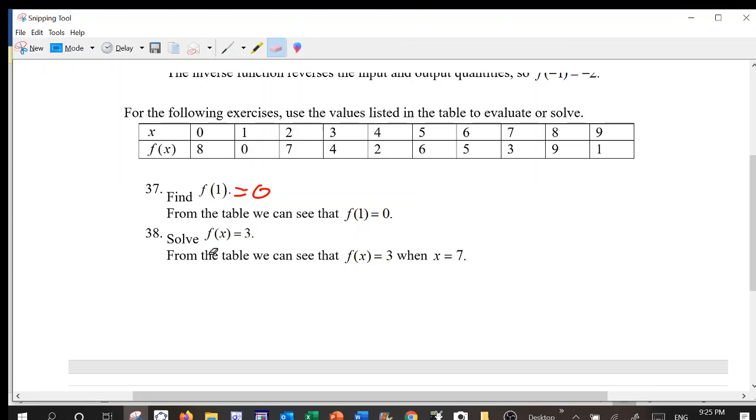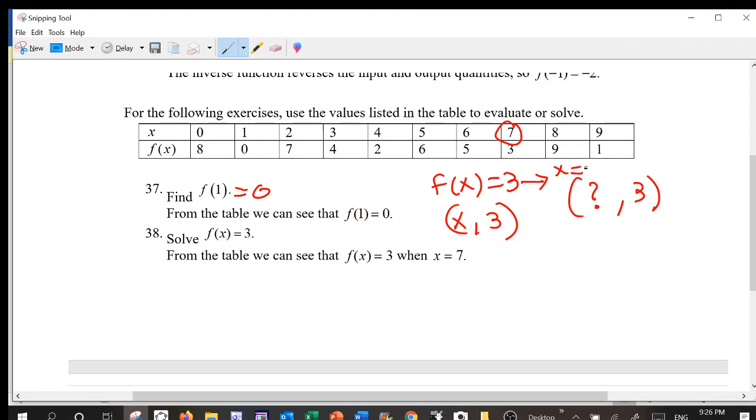Now solve f of x equals 3. What does that mean? It means that if the output is 3, what's the input? That's what this is. f of x is the output of x. So we have x and 3. What is x? So we go to 3 in the output right here, and you see the input is 7. So solving for this, we get x equals 7.